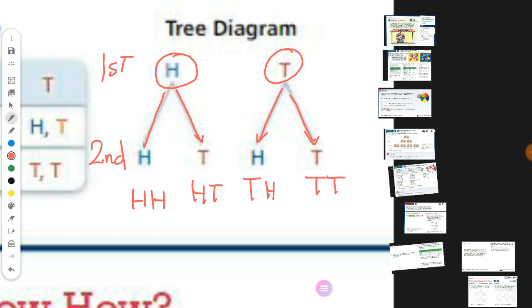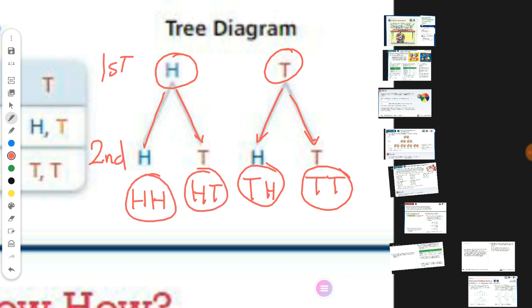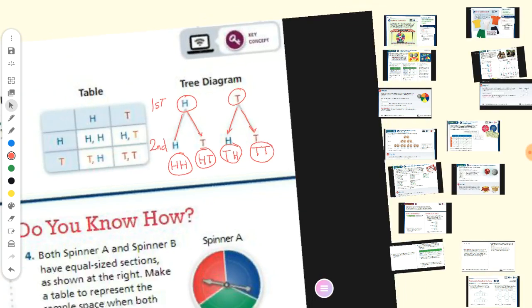Okay? So all four outcomes here are called the sample space, all possible outcomes: HH, HT, TH, TT. So we have four possible outcomes. This is how to do it. The way we did it now is called a tree diagram. But I have another way instead of a tree diagram. How? I can make a table diagram. How do we make the table diagram?